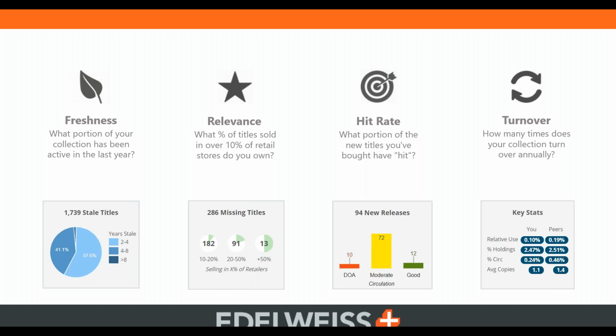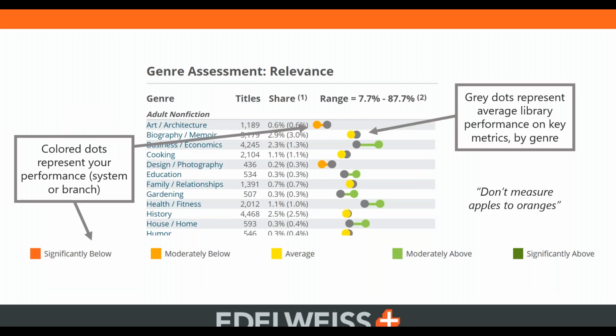I should even back up. When you send us your data through the ILS, if you sign up, we automatically calculate all of these measures by genre. So the other key aspect of the State of the Collection report is that we take your ISBNs that you send us and we put them into industry standard genres.